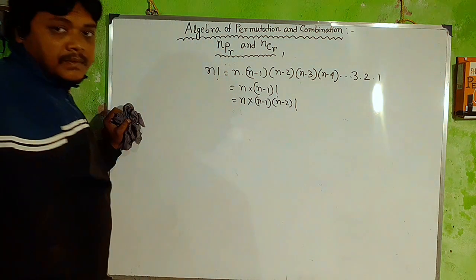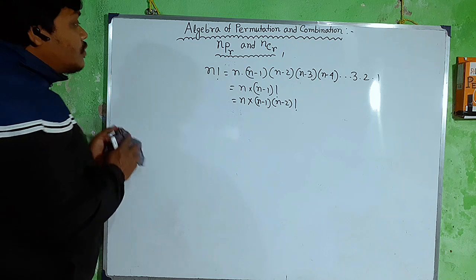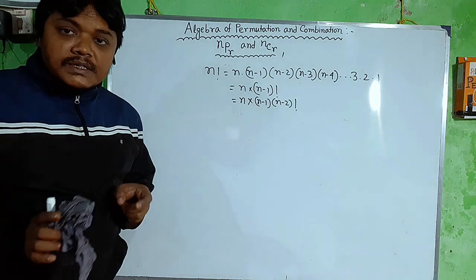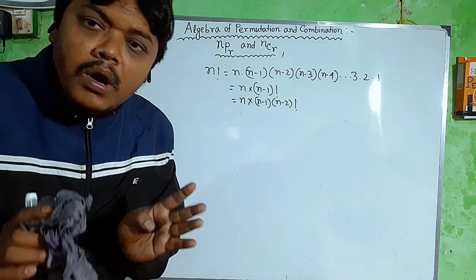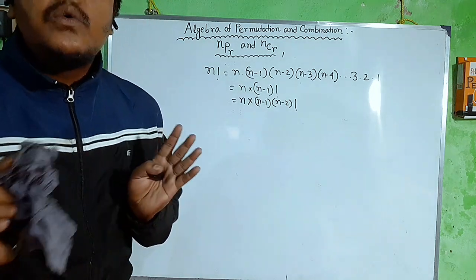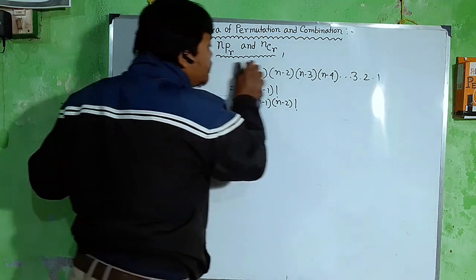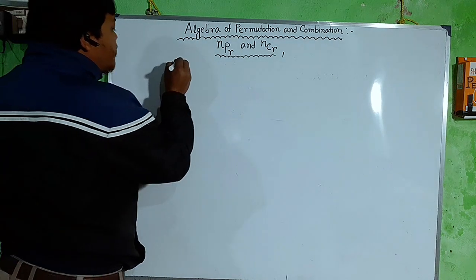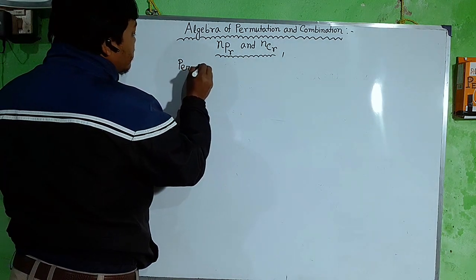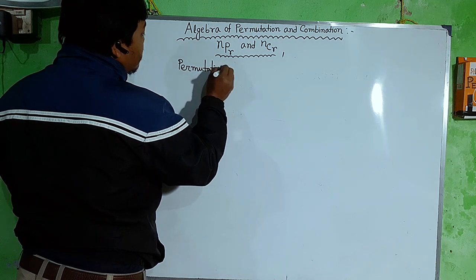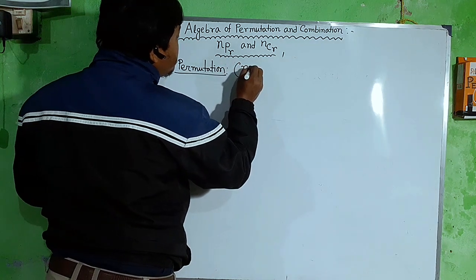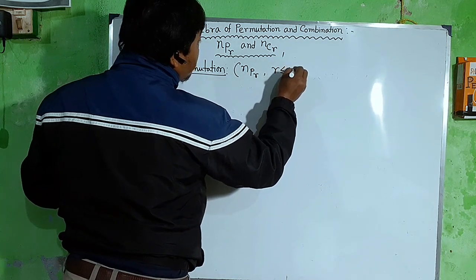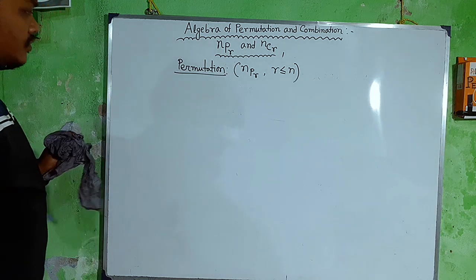This n minus 2 factorial means n minus 2 into n minus 3 into n minus 4 up to 3 into 2 into 1. Now next we introduce what is nPr, not conceptually, I just introduce notationally what is nPr and what is nCr. nPr means permutation, of course r less than or equal to n.